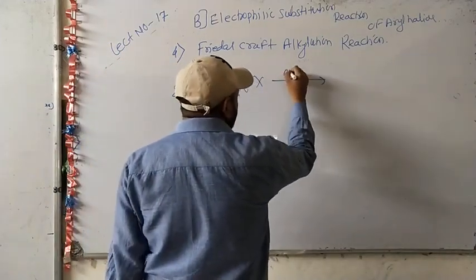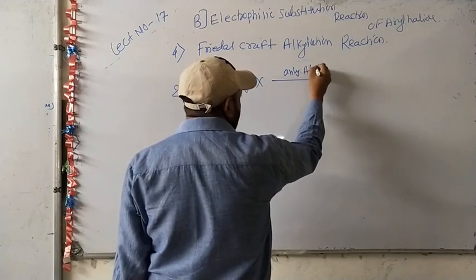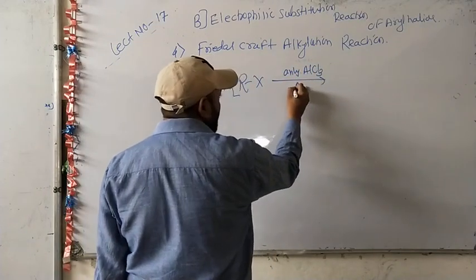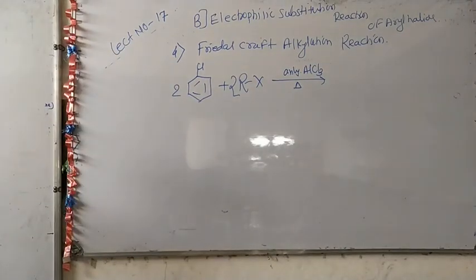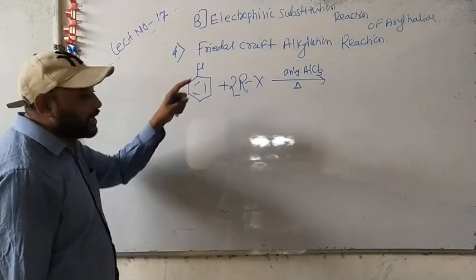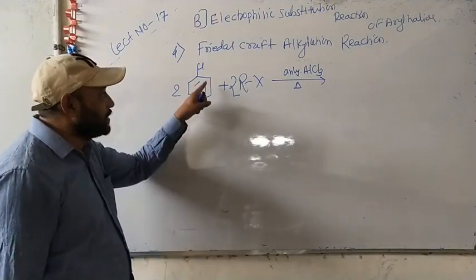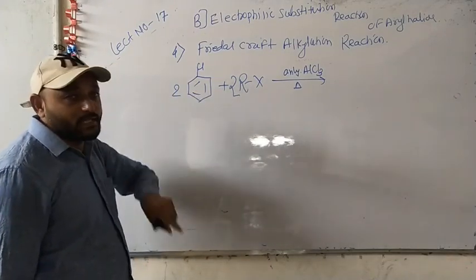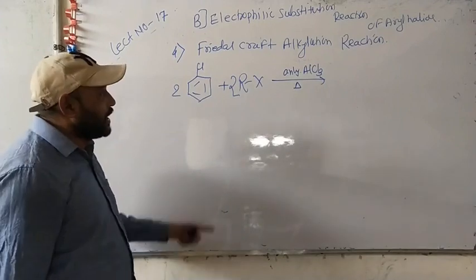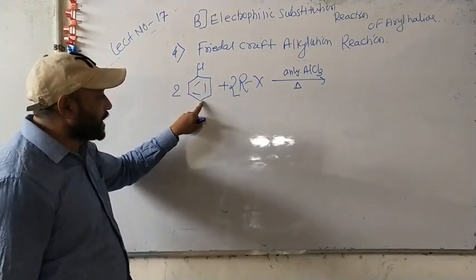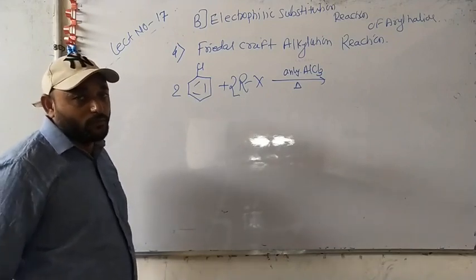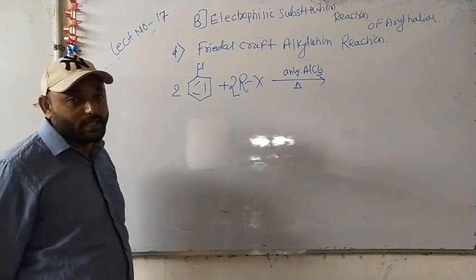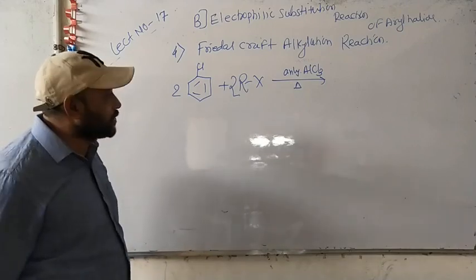In presence of anhydrous AlCl3, aluminum trichloride is a catalyst. So this chlorine group is ortho-para-directing. That's why the first electrophilic substitution reaction occurs at the ortho position, and the second electrophilic substitution reaction occurs at the para position. So we have two products here. One is ortho-alkylated chlorobenzene and the second is para-alkylated chlorobenzene.